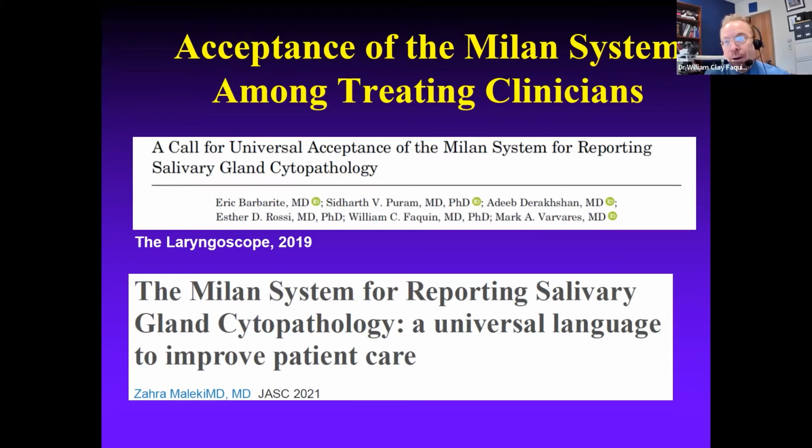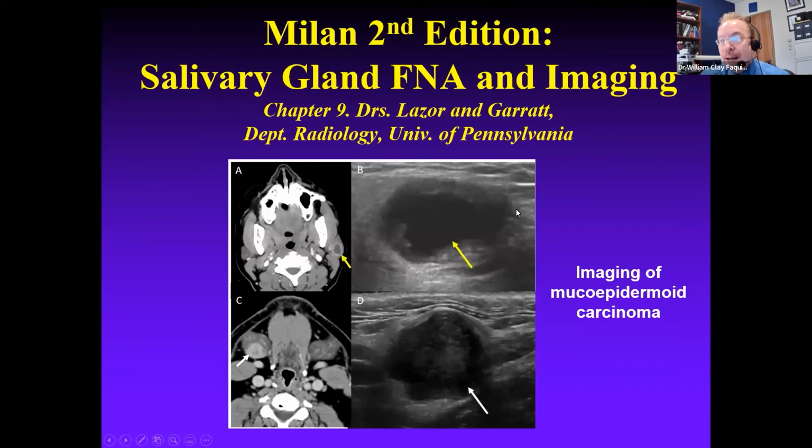So as I mentioned a moment ago, we now have a brand new chapter that's included in the second edition of Milan. It's written by two radiologists at the University of Pennsylvania, Drs. Lazar and Garrett, and it's a very concise chapter, but they do a really great job of boiling down the essentials of imaging, ultrasound, CT, and MRI, as it applies to salivary gland lesions, both non-neoplastic as well as neoplastic.